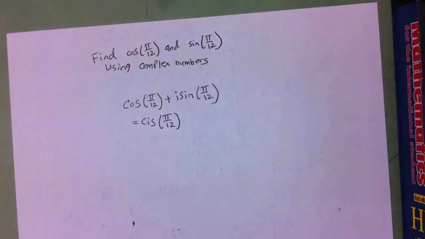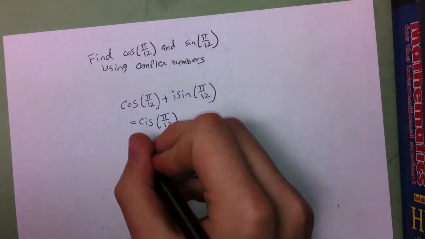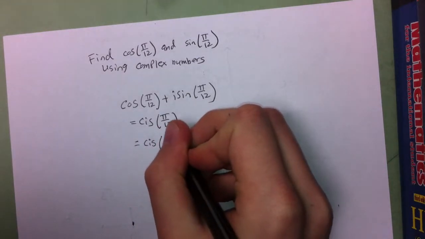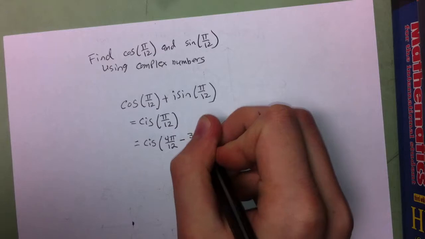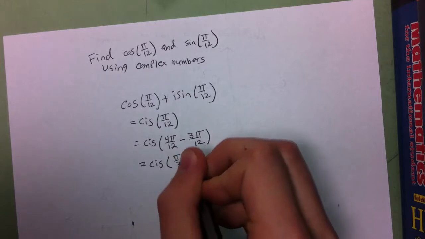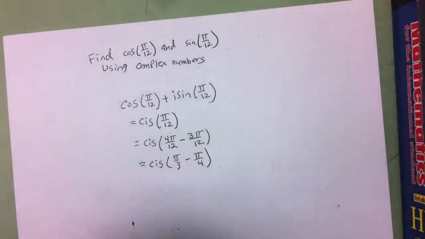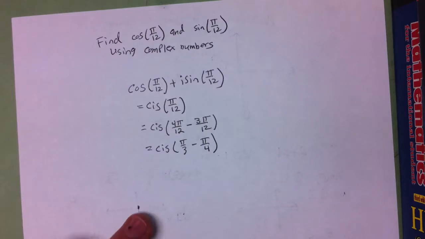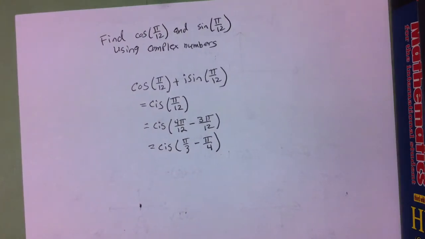And the reason we're doing this is because we can use the product properties of cis form in order to break this up into something that we actually know the values for, because we don't know what cosine of pi over 12 is. So we can rewrite this as cis of 4 pi over 12 minus 3 pi over 12, because that is just cis of pi thirds minus pi fourths, and that's something that we know how to find. We can find cosine and sine values for each of those angles.